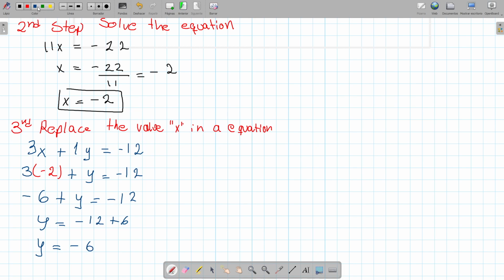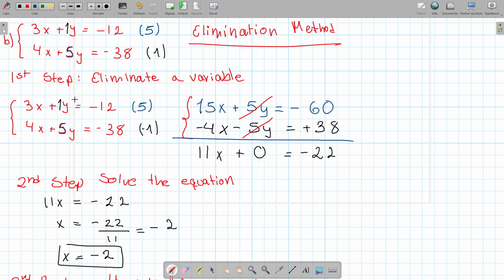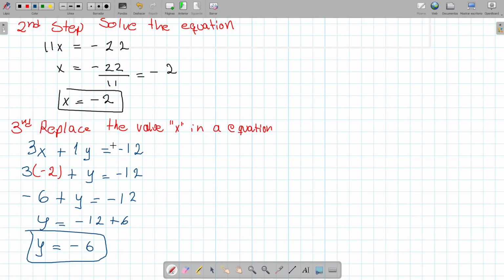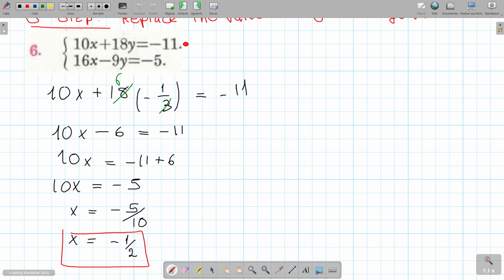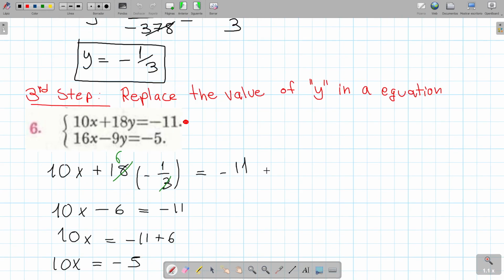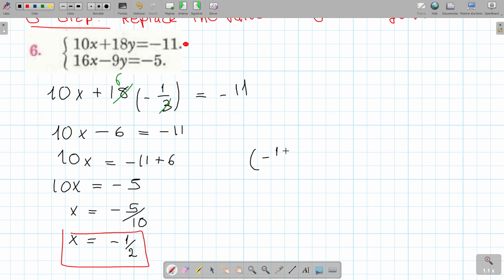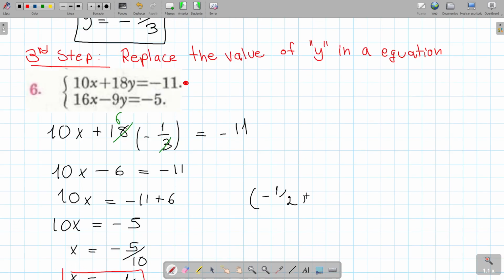As you can see, this method is one of the easiest and shortest ones in order to find the values of x and y in a system of equations. So remember, the answer should be in coordinate form: -2 and -6, and this is the answer. And in the last exercise I forgot that the answer should also be in coordinate form, so we have -1/2 and -1/3.